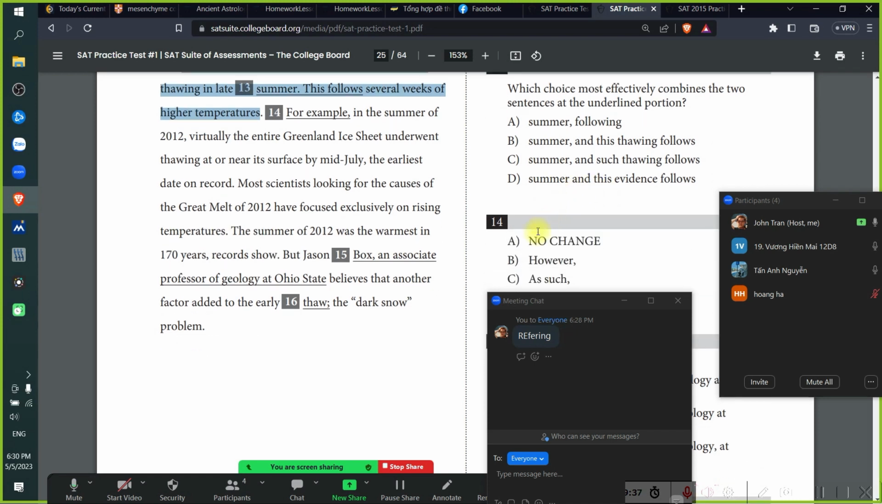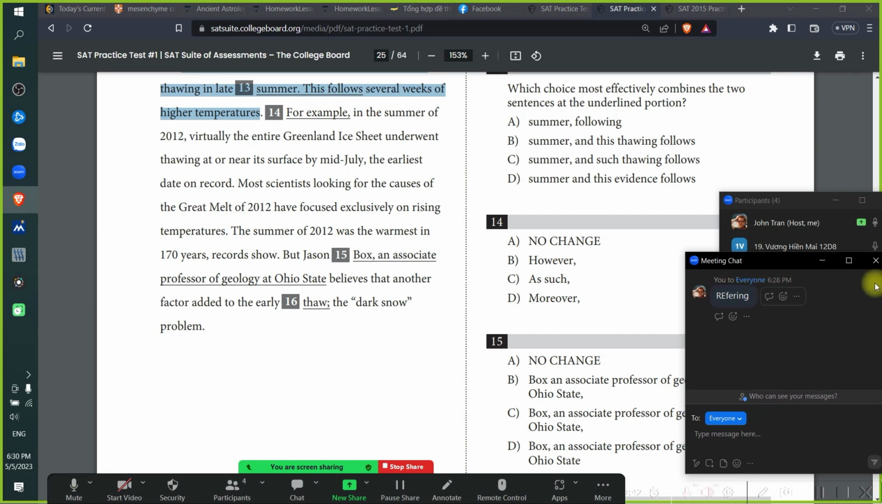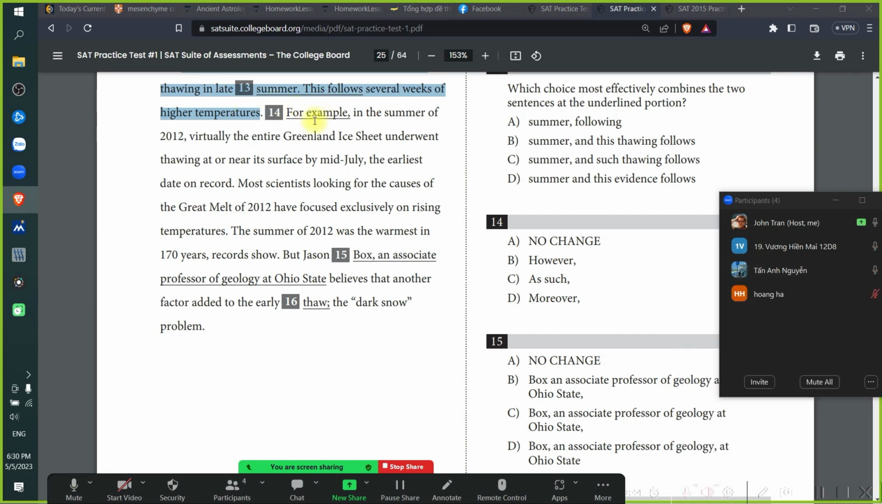Alright, number 14, they say, for example, in the summer of 2012 something. What do you choose, class? B. Moreover? No, is however. However, B.